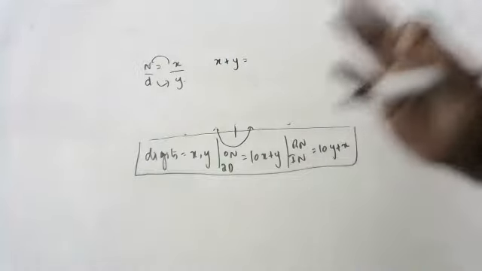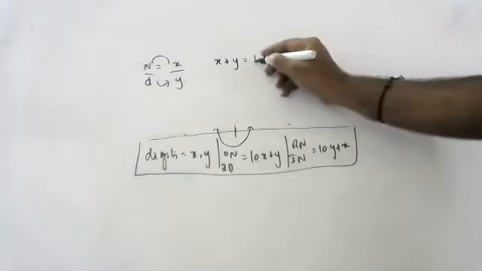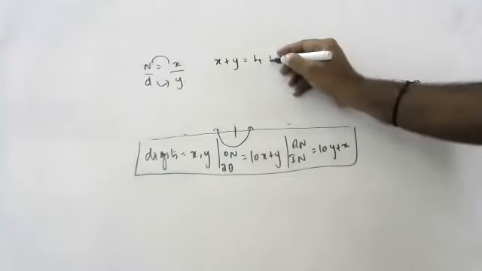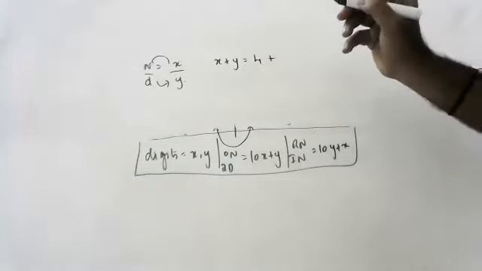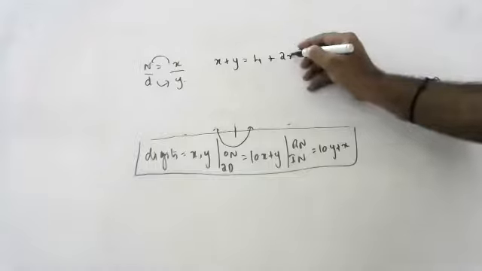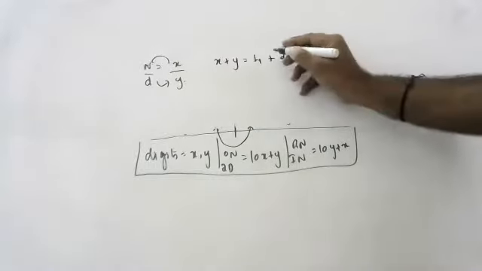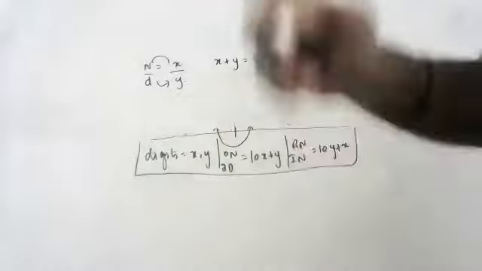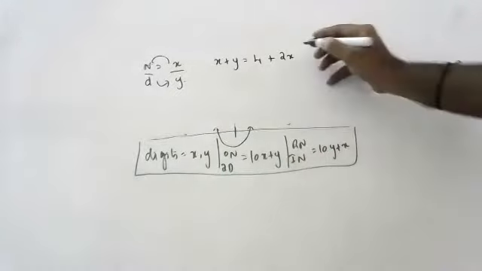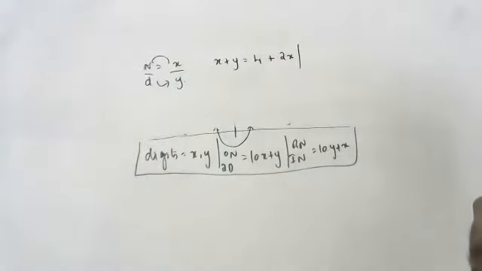Sum of numerator and denominator is 4 more than twice the numerator. Anyone? 4 more than 2x: 2x plus 4. Twice the numerator. More means plus, times means into. One more equation they said.